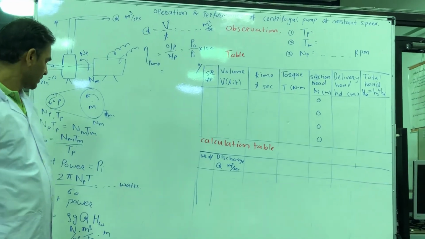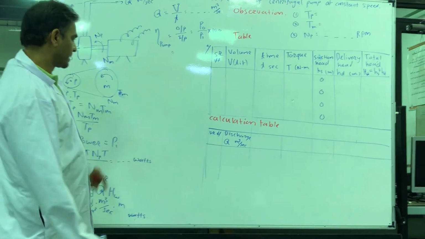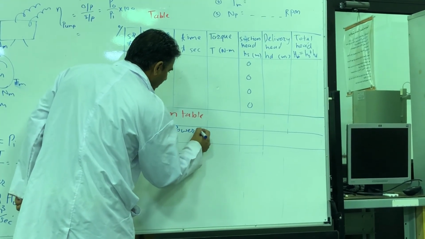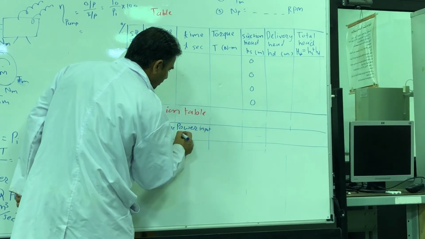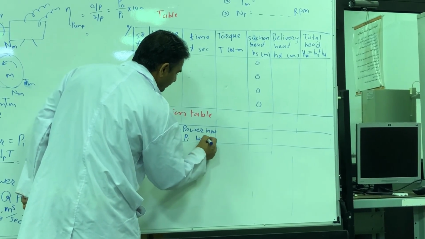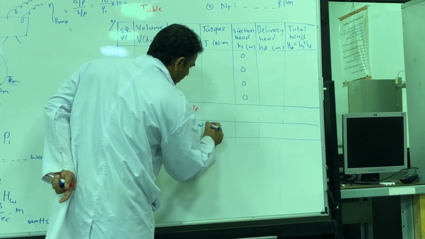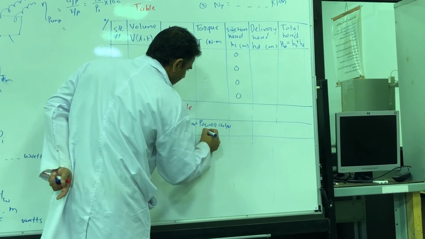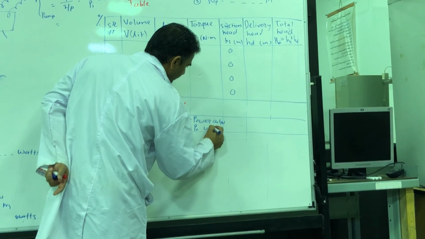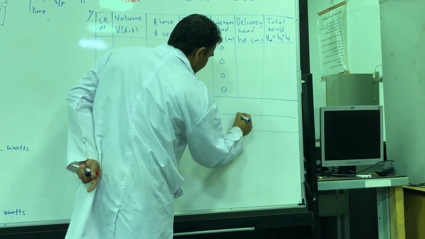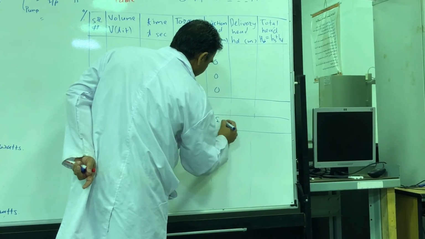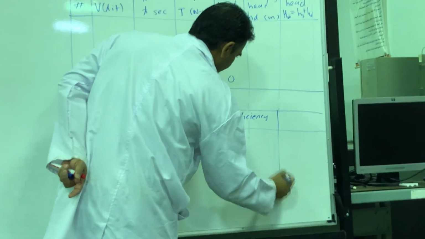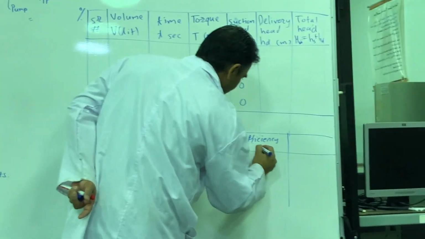Then what do we find? Power input. Yes, next is power input, PI in watt. Power output, PO in watt. And the last is efficiency, in percentage.